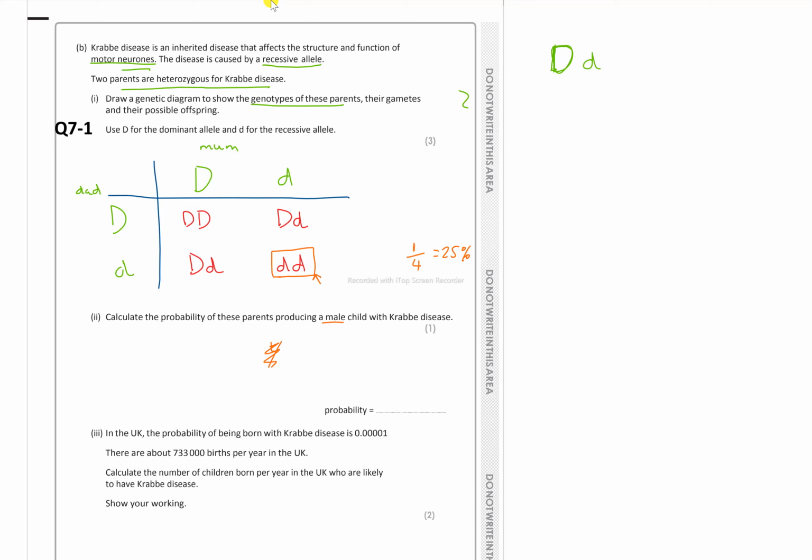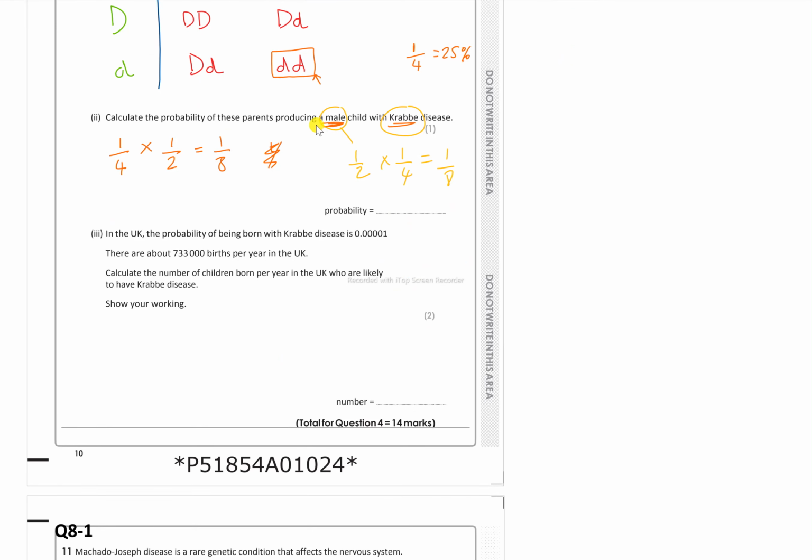So this is a bit tricky. Look, producing a male child with Crab disease. You've got a 1/4 chance of having Crab disease, and then you've got a 1/2 chance of being a male. So together you end up with a 1/8 probability. This is important: the chance of being a male is a half, the chance of getting Crab is 1/4, and then you multiply those to get 1/8. There you go.